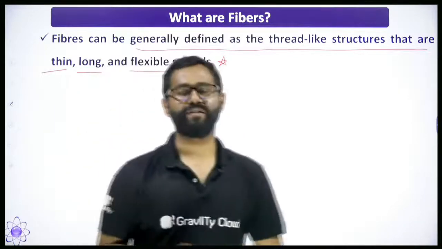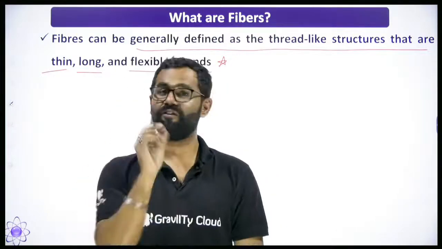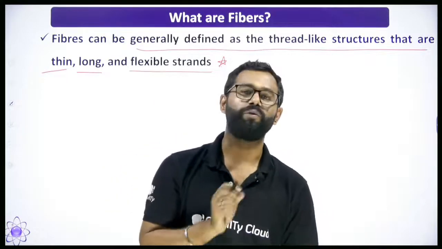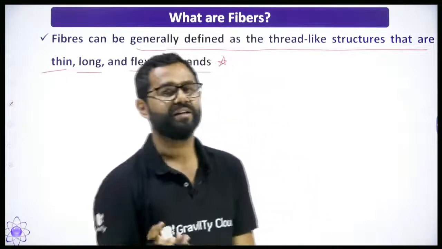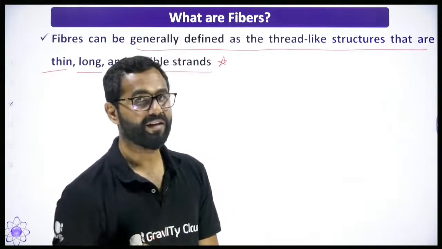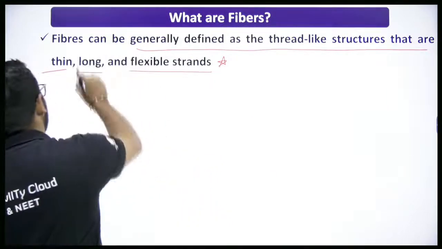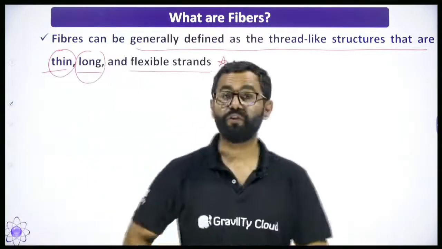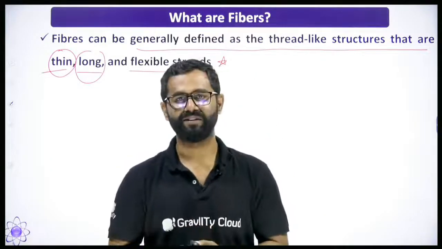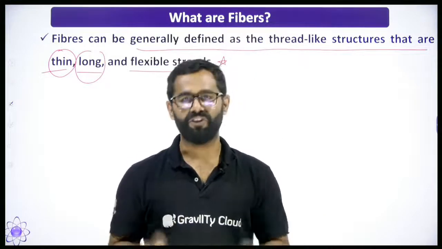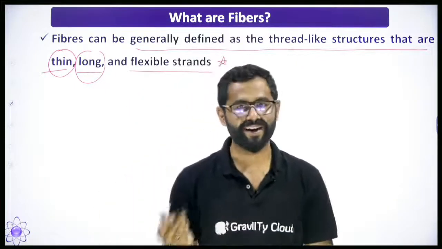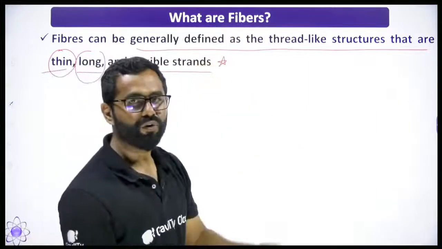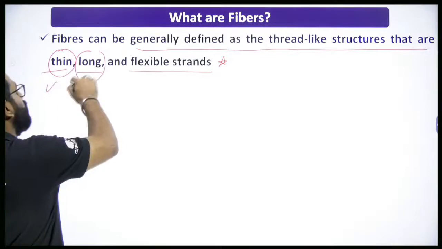Now take the example of hair. Our hair is so thin, right? And it is thin and it is strong also. If you try to break the hair, it takes energy, power, strength to break the hair, right? And it is long also, thin also, and similarly flexible strands. So hair is also a kind of fiber, right? But unfortunately, we don't use our hair to make the clothes, right? So a fiber is generally a thread-like structure that we use that is also thin, long and flexible strands.